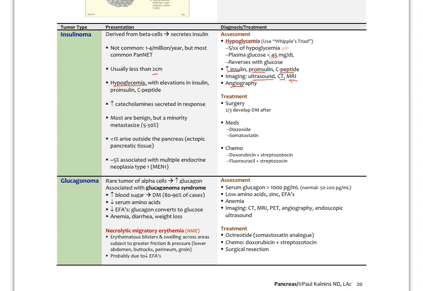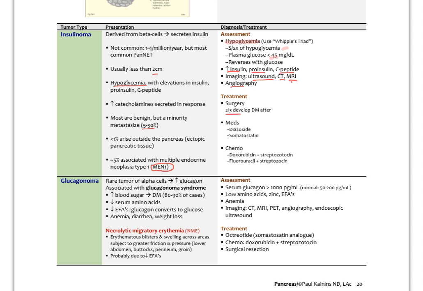A minority, though, 5 to even up to 30%, might actually metastasize and become set up elsewhere in the body. Less than 1% of these arise outside the pancreas in ectopic pancreatic tissue, and 5% are associated with the genetic condition multiple endocrine neoplasia type 1, MEN1. So patients with that would be at higher risk. Surgery might be an option.